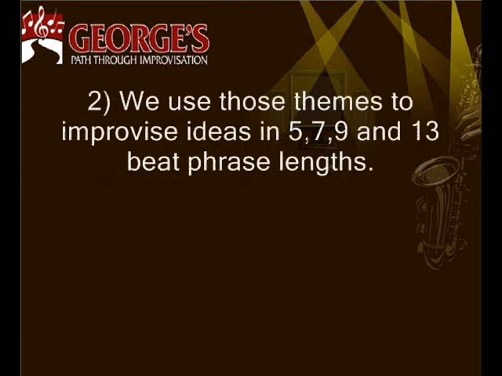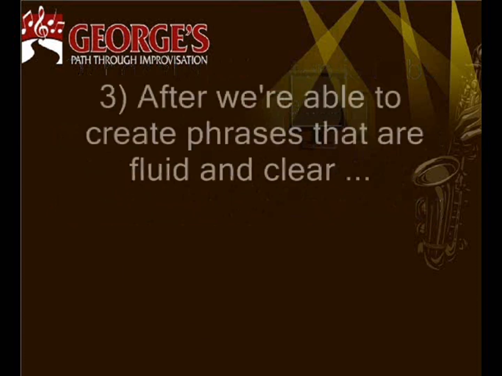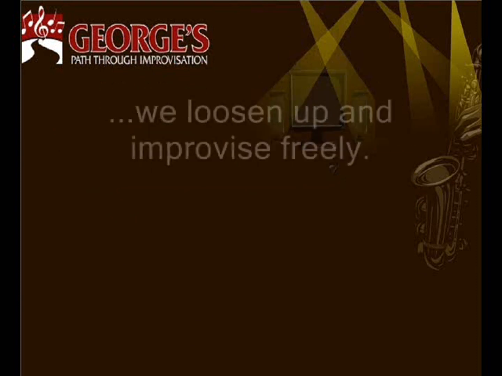Second, we use those themes to improvise ideas in 5, 7, 9, and 13 beat phrase lengths. Our goal in this step is to be able to create simple, expressive ideas that have a pleasing melodic contour and a distinct ending. Then, finally, after we're able to create phrases that are fluid and clear, we loosen up and improvise freely. So that's how we do it.